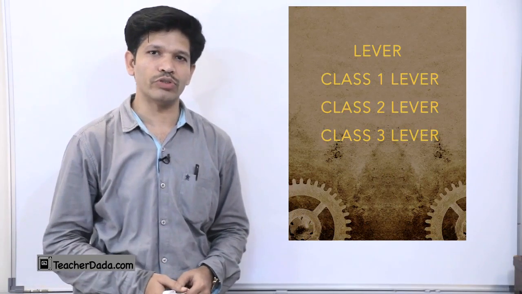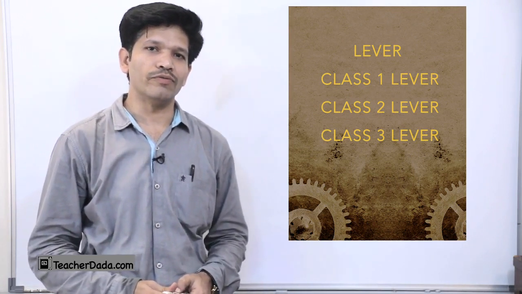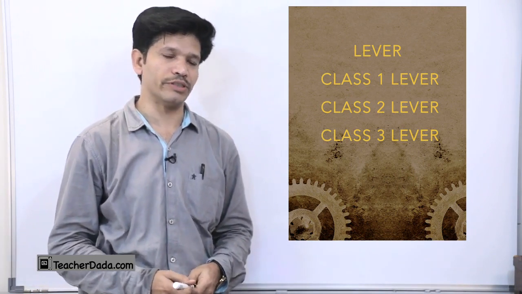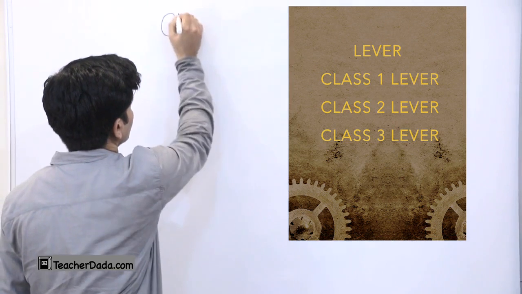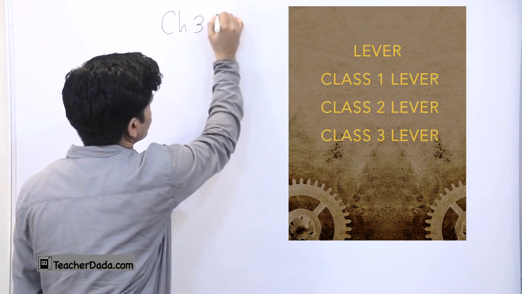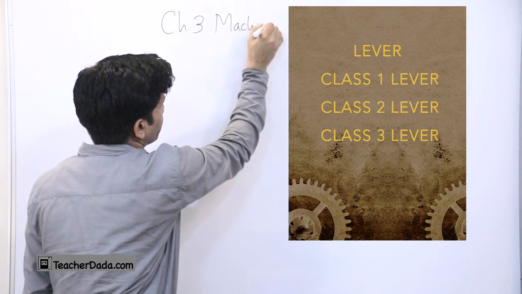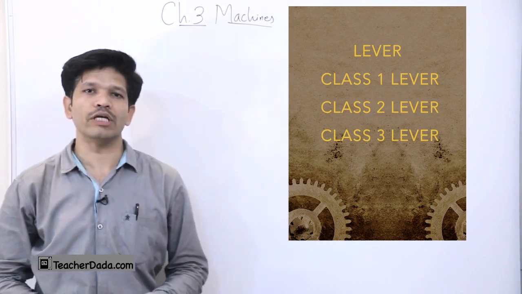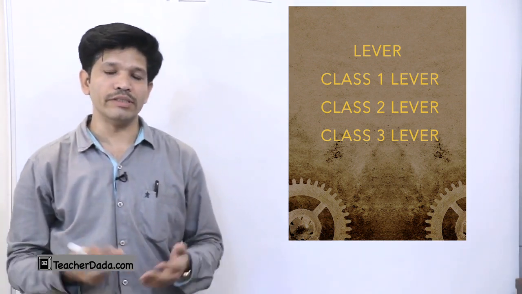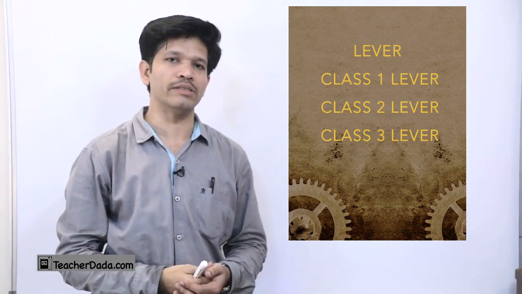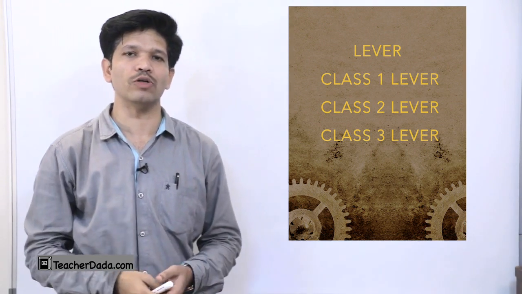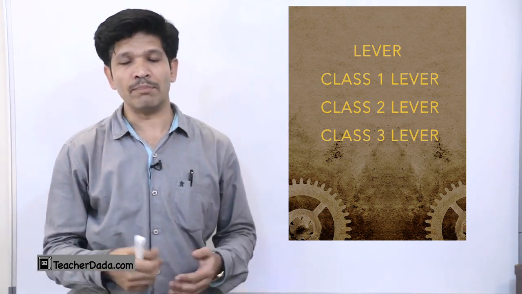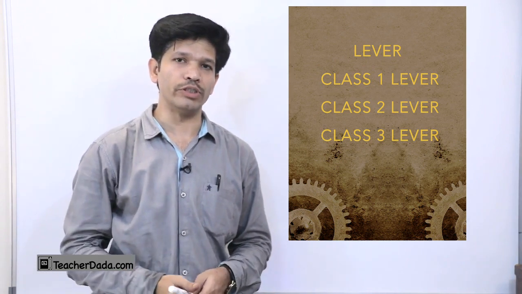Today I am going to start with the machines chapter of ICSE Class 10 Physics. So let's see what exactly machines are. Machines are simple devices which help us to overcome the resistance. They help us as a force multiplier, speed multiplier, and they are also used in changing the direction of the effort. So these are the three applications or uses of machines.